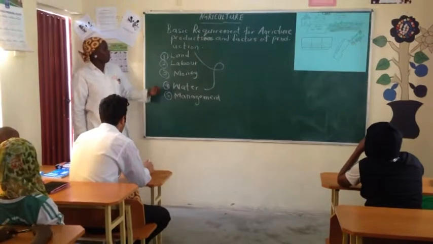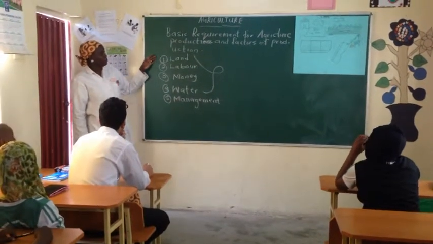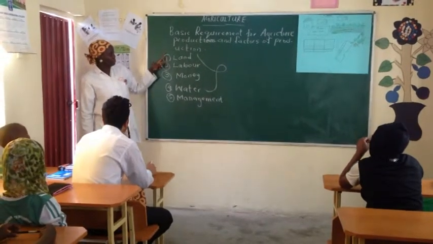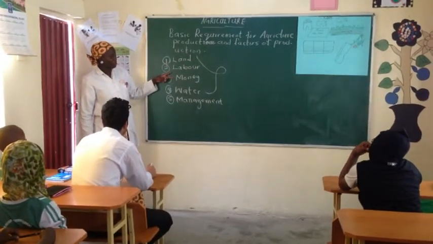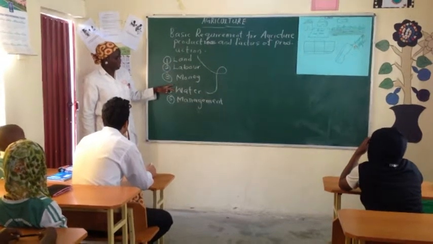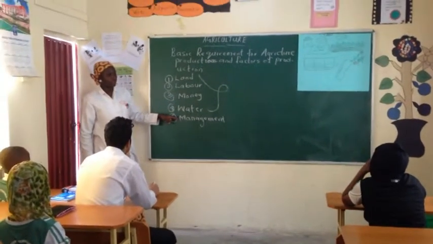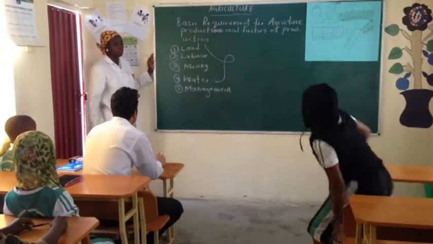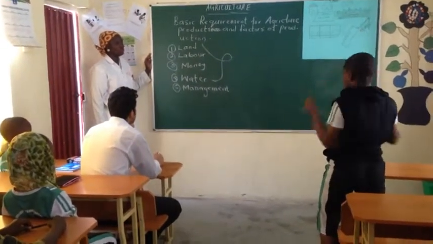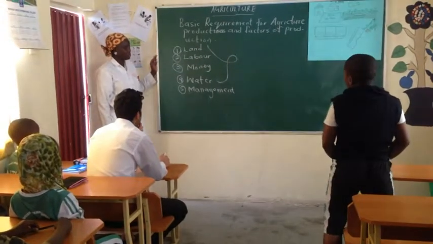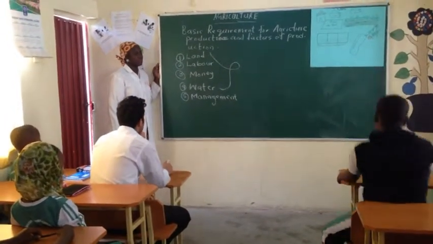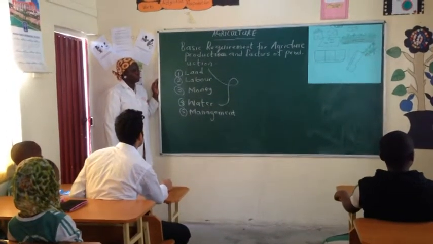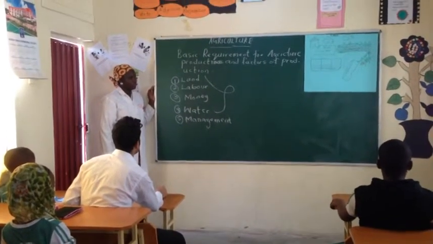Can you please read all this for me? Factors of production. Land, labor, money, water, management. You start by saying factors of production. Factors of production: land, labor, money, water, management.